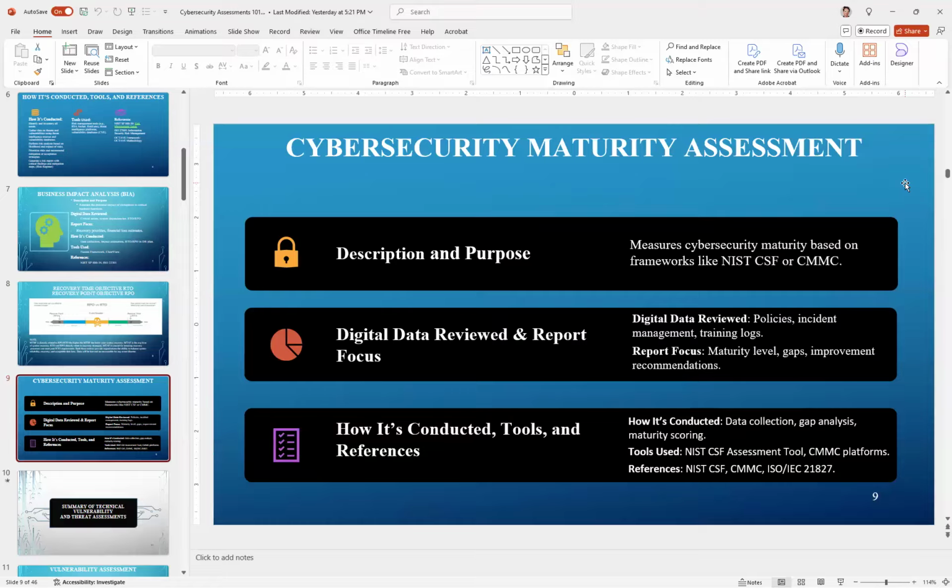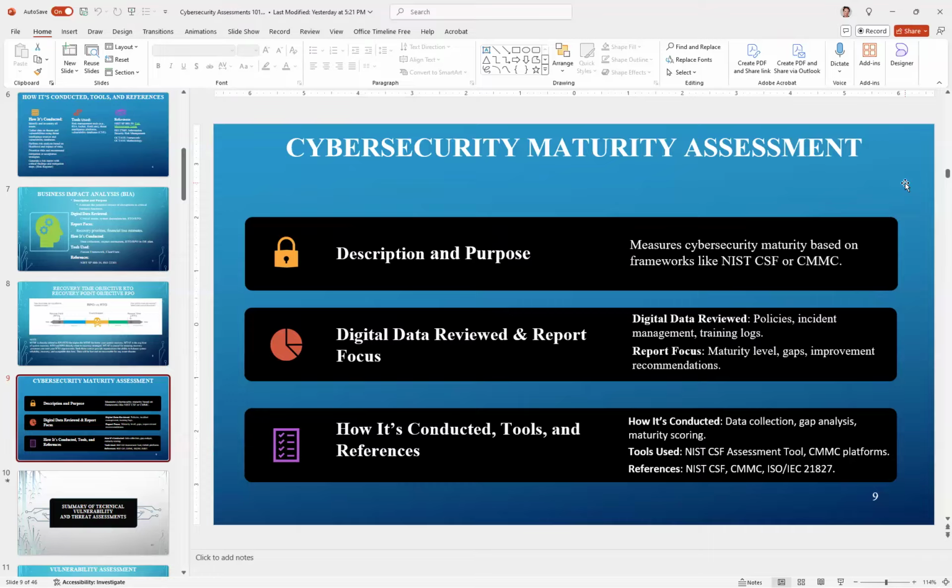Moving on to cybersecurity maturity assessments, those measure the maturity of your cybersecurity infrastructure based on frameworks like the NIST CSF and the CMMC, which I think is now in force and fixing to go as a requirement for everybody to have to adhere to it. Someone can correct me on that if I'm wrong. The digital data reviewed and report focus has to do with policies and incident management and all the training logs used. And the reports include the maturity level, any gaps that exist, and any possible improvements and recommendations for mitigating those gaps.